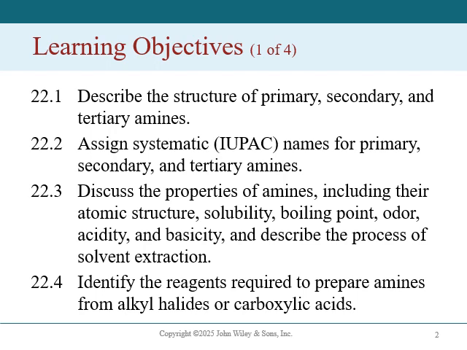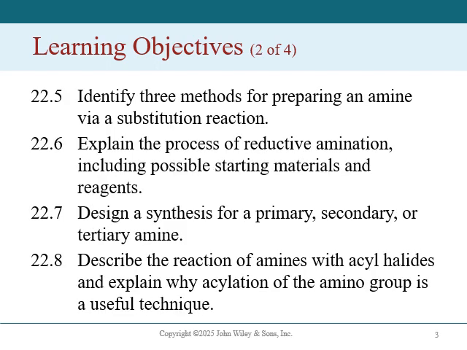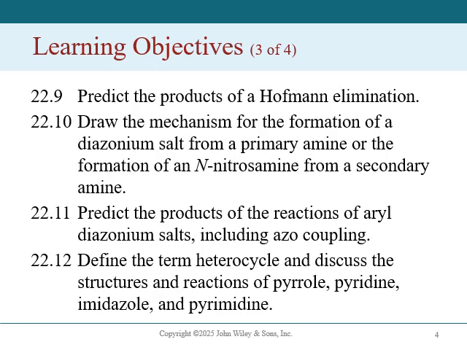Identify the reagents required to prepare amines from alkyl halides or carboxylic acids. Identify three methods for preparing an amine via a substitution reaction. Explain the process of reductive amination, including possible starting materials and reagents. Design a synthesis for a primary, secondary, or tertiary amine. Describe the reaction of amines with acyl halides, and explain why acylation of the amino group is a useful technique.